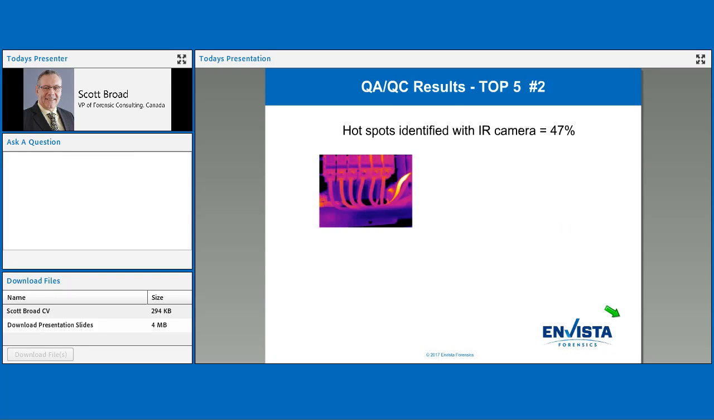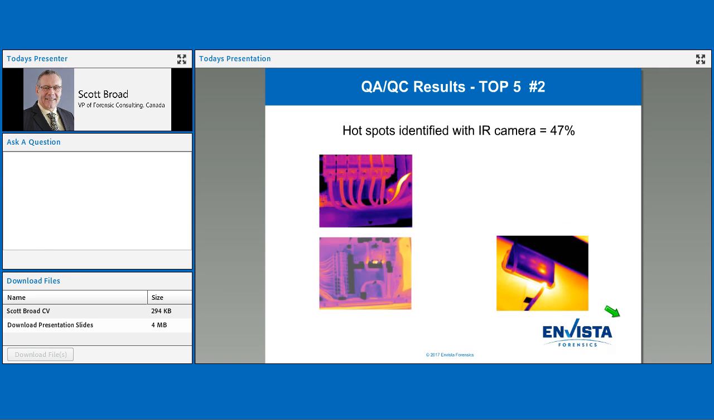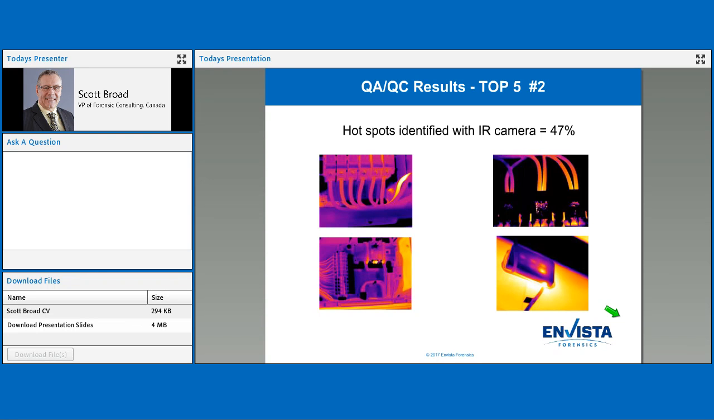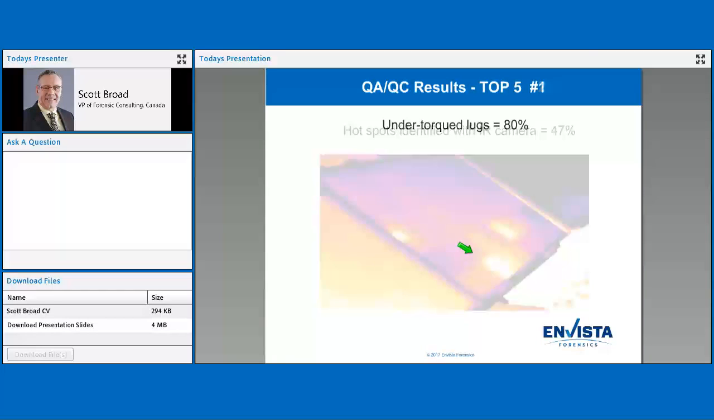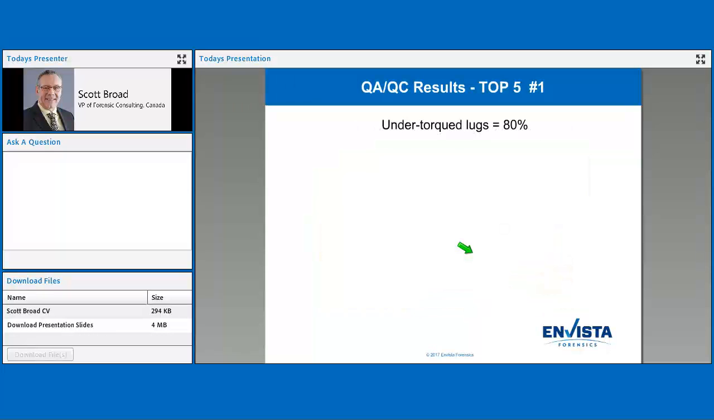Our number 2 problem is hotspots that are identified by IR cameras. We find numerous hotspots. And the hotspots are basically elevated temperature caused by loose connections, caused by unbalance. And we actually see panel hotspots in themselves. So this could be a damaged panel as it's being brought up, or it could be a panel that was damaged originally from the manufacturer.